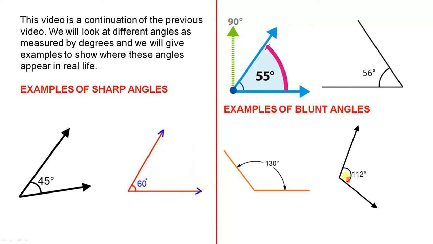Here are some examples of blunt angles. 112 degrees, 130 degrees. We saw in an earlier video they are blunt angles if they are between 90 and 180. And those two are between 90 and 180.